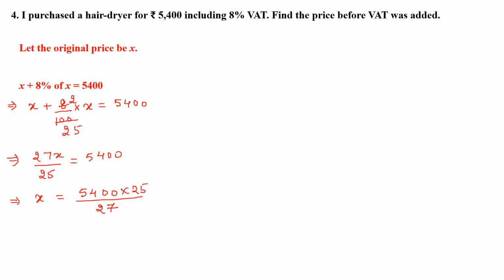So from here I can see 27 and 54 both come in the 9 table. 9 threes are 27, 9 sixes are 54. So it will become 600. Now 3 times 1, 3 times 200. So it will be 200 into 25. So your final answer will be 5,000 rupees. So the price before VAT was added is 5,000 rupees.